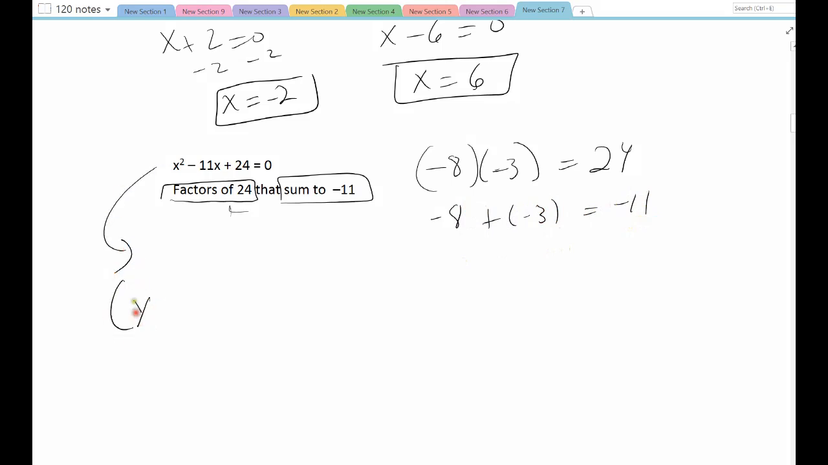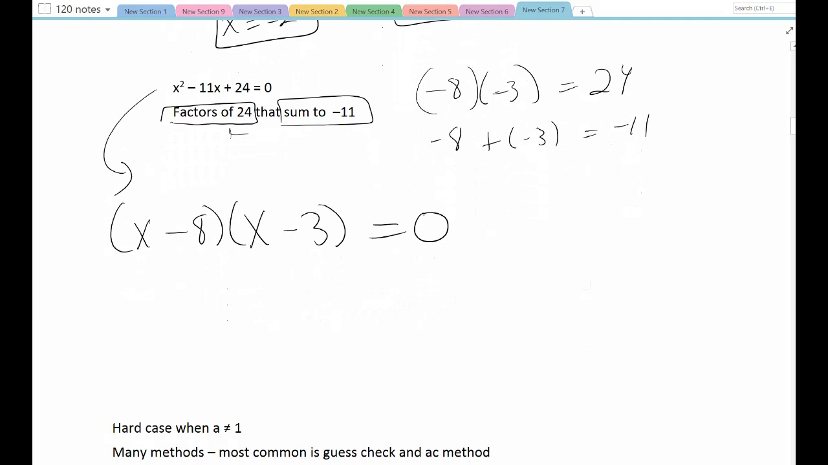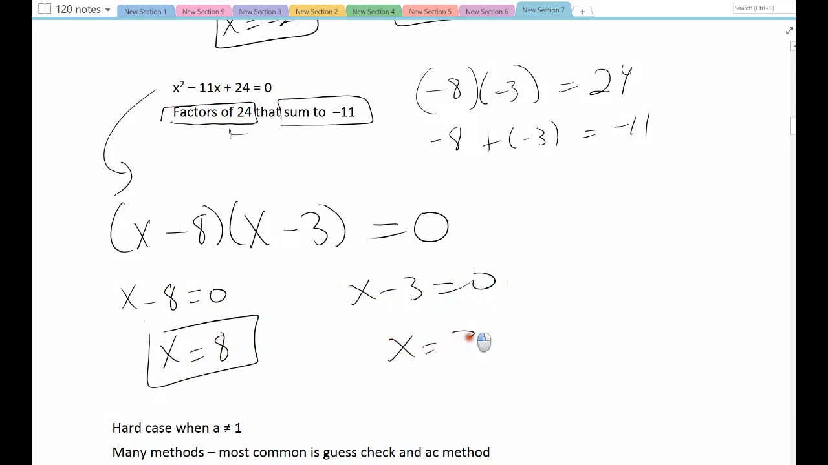And so this factors into x minus 8 times x minus 3, set equal to 0, because now I use the 0. That set equal to 0 is important, because it only works if it's set equal to 0. And now I have my two factors, where x minus 8 can give me a 0, or x minus 3 can give me a 0. So 8 is a solution, and 3 is a solution. So again, this would be a graph that would cross it twice, once at 8 and once at negative 3.